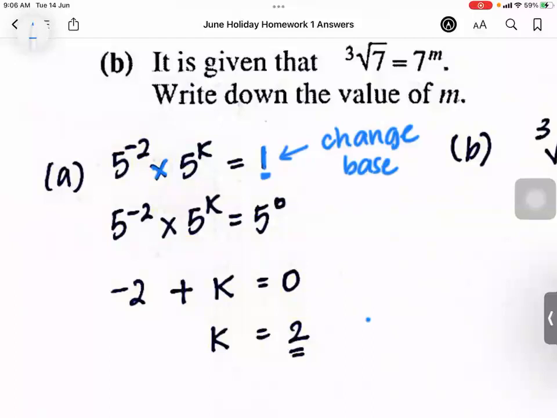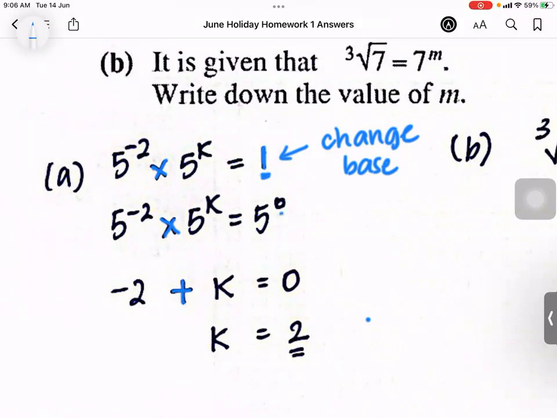Okay, all of them are in the same base already. Then we can change this, right? So I have multiplication. Multiplication means the powers add each other. So -2 plus k, okay? And then it equals the other power, 0.